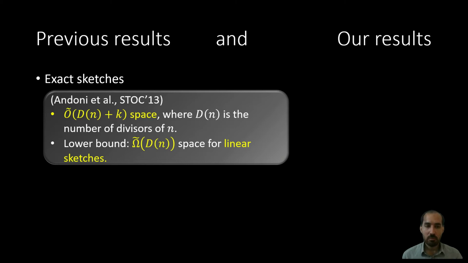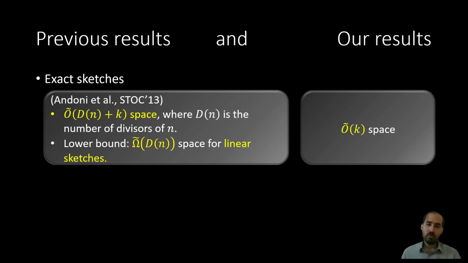Moreover, Andoni et al. proved that there exists a lower bound of Ω(d(n)) space for linear sketches up to polylogarithmic factors. We improve upon the result by introducing sketches which are not linear, and our sketches' space is just Õ(k).